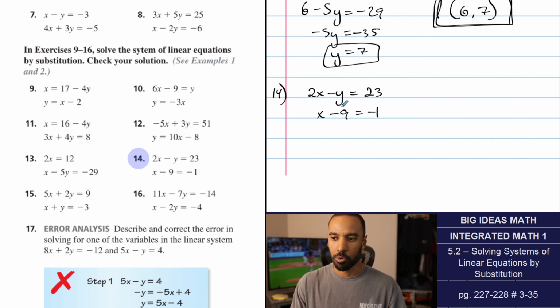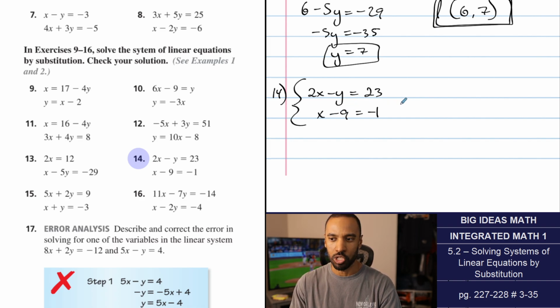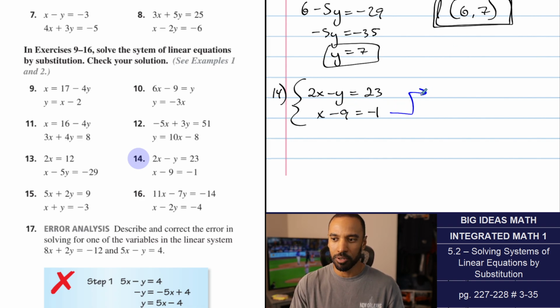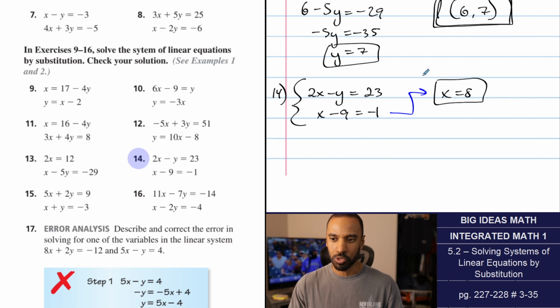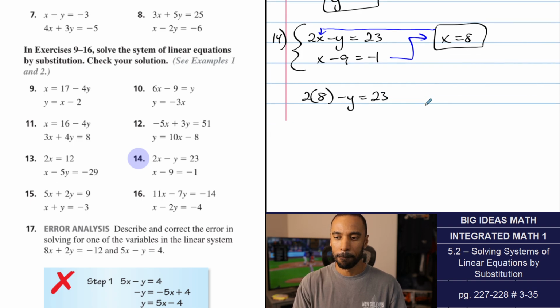Number 14 is a little more of the same. So I guess their buildup on this thing is getting a variable by itself, but in doing so, you're also solving for the variable. If I add 9 to both sides here, negative 1 plus 9 is 8. So this ends up being not only the solution for, it ends up being the solution for x. So although we'll substitute that expression in for x in the other equation, x is now already solved for as well. So we just need to solve for y.